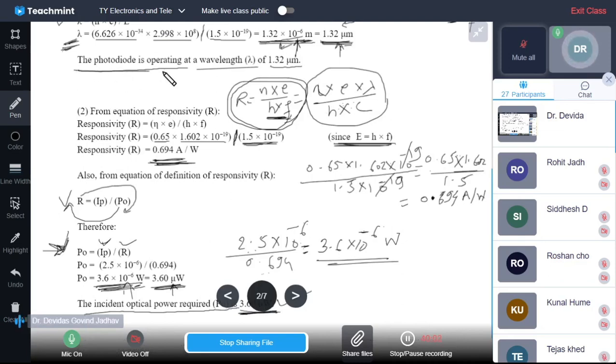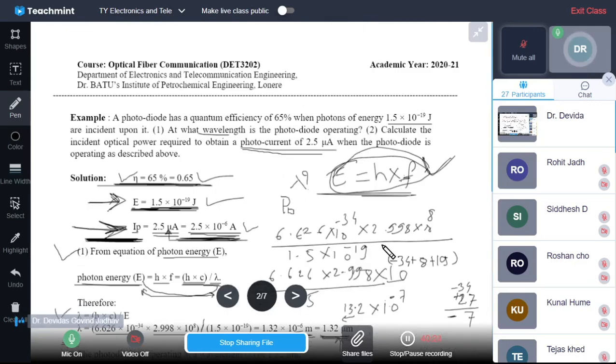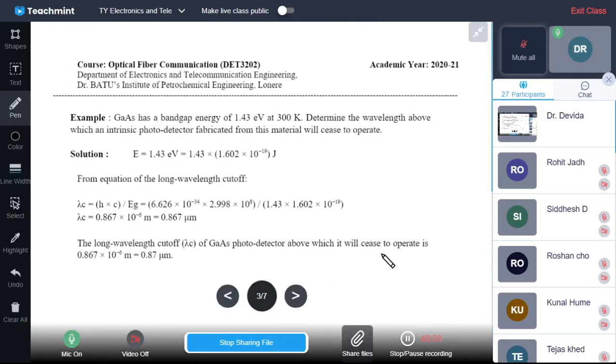The photodiode is operating at a wavelength lambda of 1.32 micrometers, and for PO we have found the responsivity to be 0.694 ampere per watt. The answer asked is the incident optical power required, PO, which is 3.6 microwatt. This is the answer, so in this way we have solved this example. Now the next example.